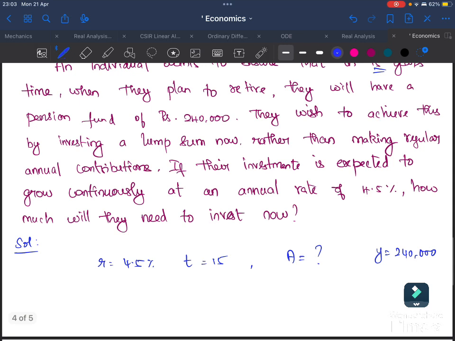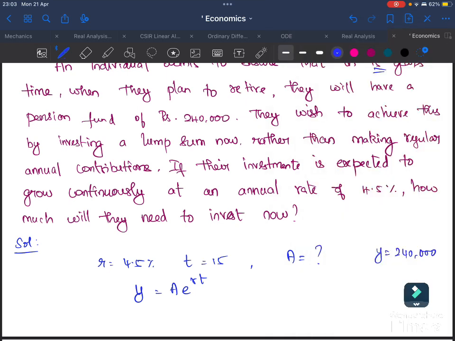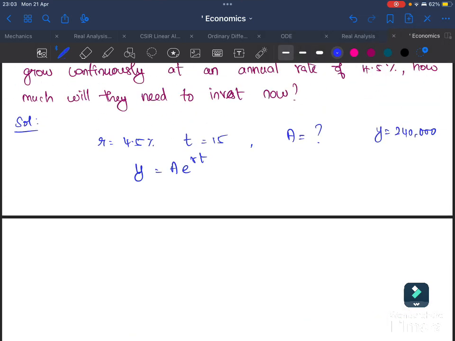Okay, so same formula, Y is equal to A into e power RT. Same formula, you are going to use it. So Y is equal to, that is, 2,40,000 is equal to, I don't know what A is, I just keep it as it is, e power R, 4.5%. Please don't write 4.5 here. What you have to do is divide 4.5% by 100. You have to change it.